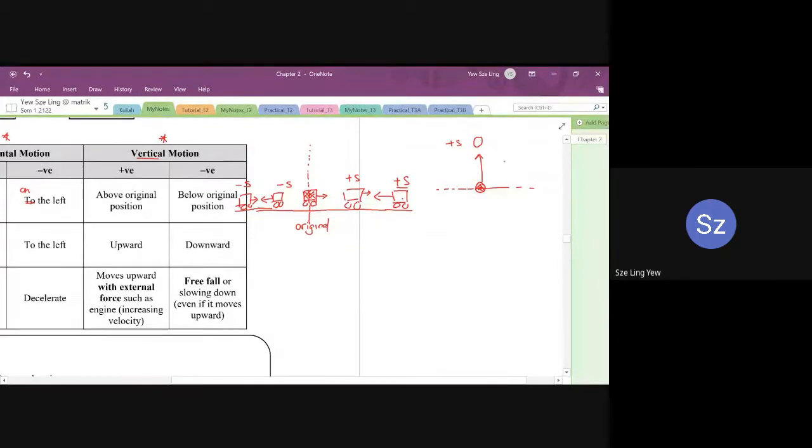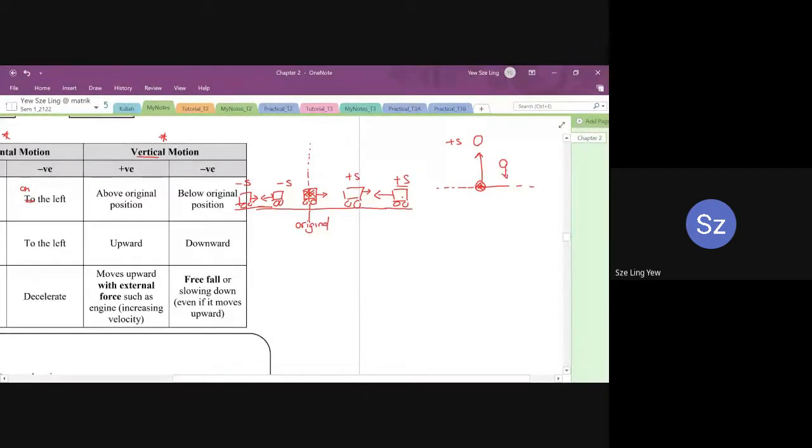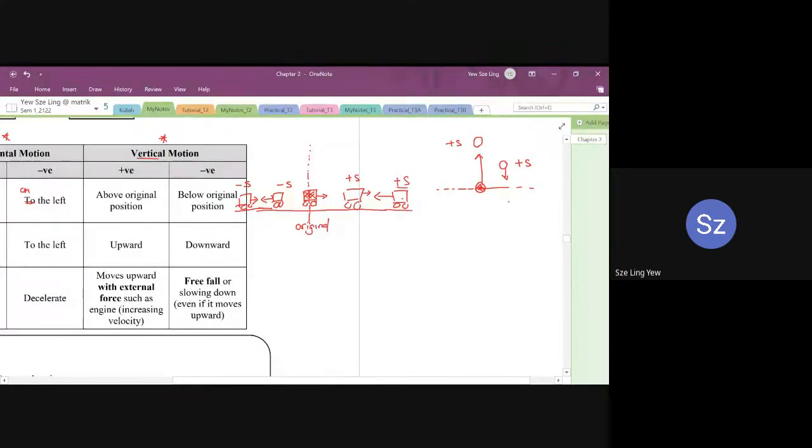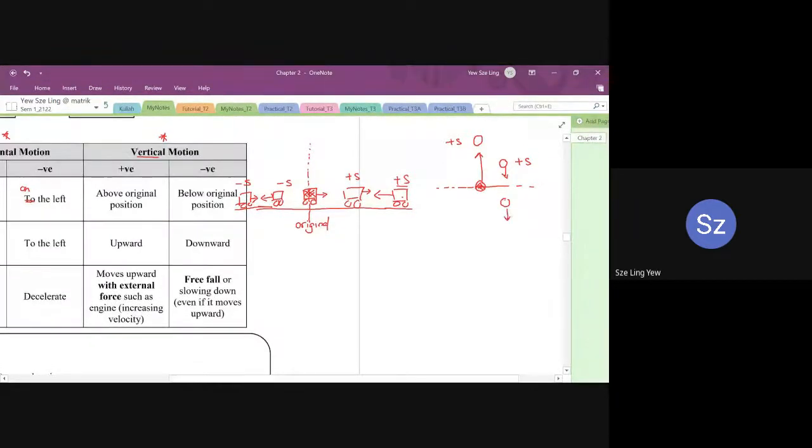And then when it drops until here, it is going down. But it is still located above this dotted horizontal line, above the original position. Therefore, you still use positive S. The moment it passes this dotted line and moves downwards, then it becomes a negative S.